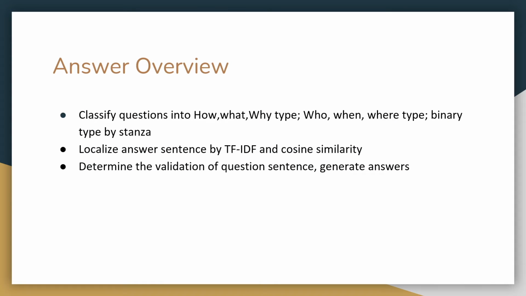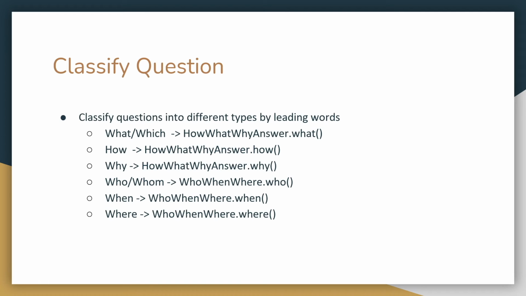For the answer part, we first classify questions into 3 categories. Then we need to localize the answer using TF-IDF and cosine similarity. After determining the validation of the question, the answer can be generated. The questions can be classified by the first word of each sentence as shown following. Noteworthy, the word whom is classified in the who, when, where category.